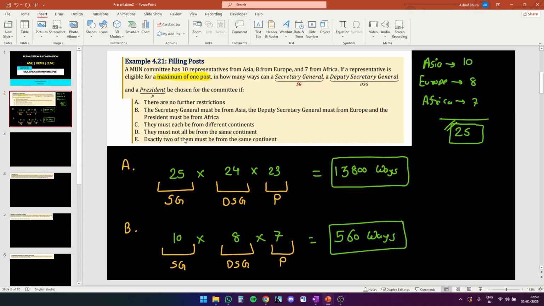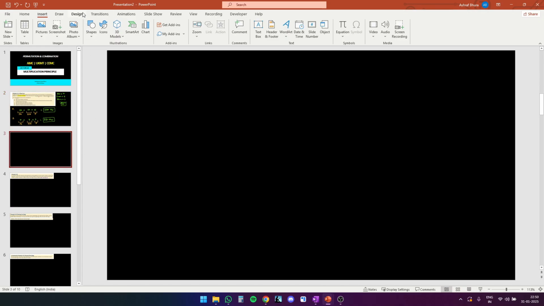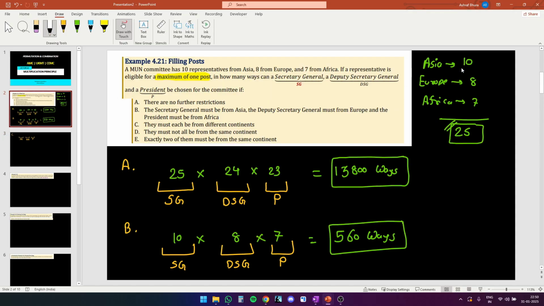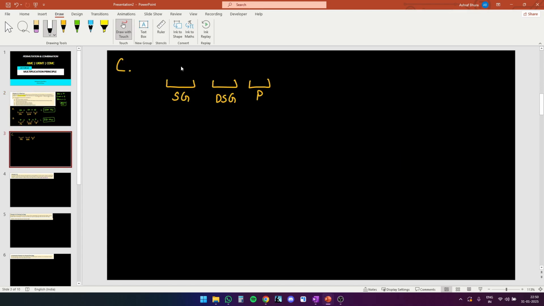Okay, next case. It says that they must each be from different countries. They should be from different countries. So let's select countries first. For secretary general, DSG, and president, there are 3 different continents: Asia, Europe and Africa. For the secretary general, let's say we have 3 choices for continents. For DSG we will have 2 choices, and for president we will be left with only 1 choice. So the total number of choices is 6 for selecting a continent.